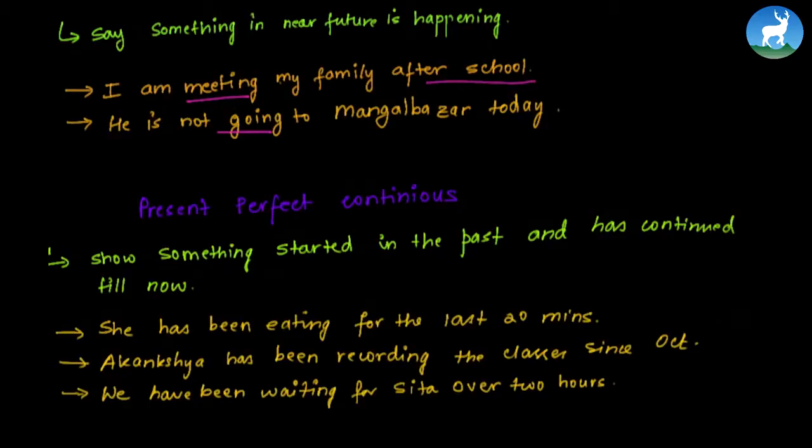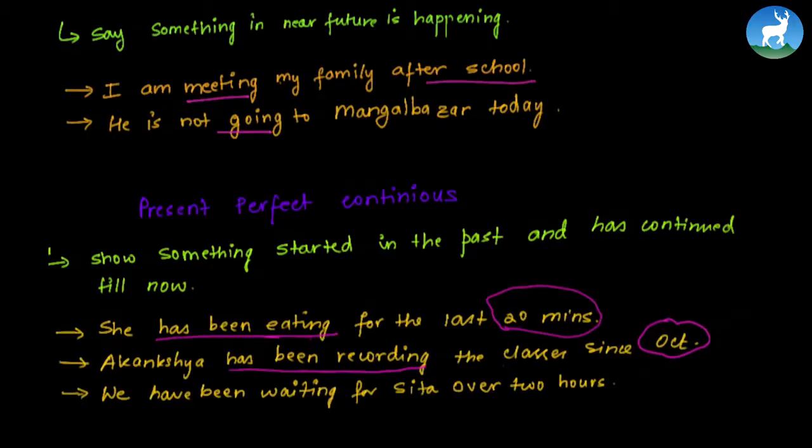So she has been eating for the last 20 minutes. The eating work started 20 minutes before, that is, started in the past, and is still continuing because she is eating right now as well. So we use the present perfect continuous tense. Another example, Akankshya has been recording the classes since October. Akankshya started recording the classes from October and she is still recording the class, so we use the present perfect continuous tense. These events started in the past and we are still continuing that. That's why we use the present perfect continuous. The last example, we have been waiting for Sita over 2 hours.